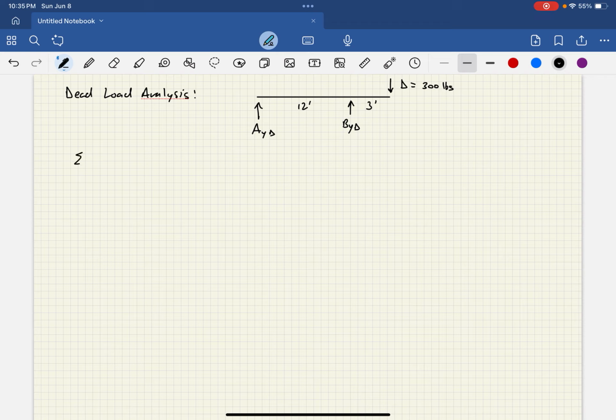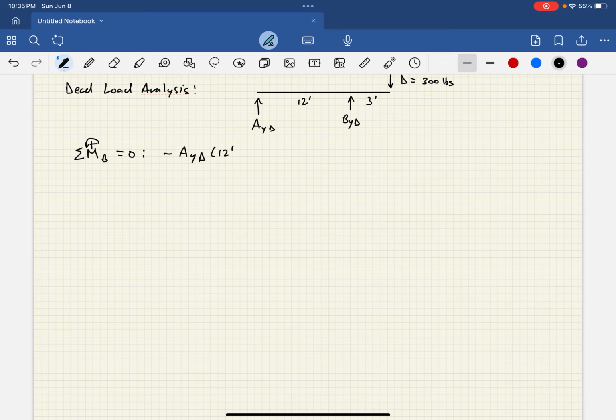Well, I'm just going to say sum of the moments about point B equals 0, counterclockwise positive. I'm going to say negative AY dead times 12 feet minus 300 pounds times 3 feet equals 0. I'm going to do a little bit of rearranging, and I'm going to get AY dead is equal to negative 75 pounds. What does that negative mean? Well, that means that you've got a reaction of 75 pounds in tension.